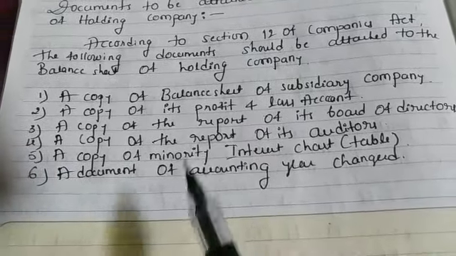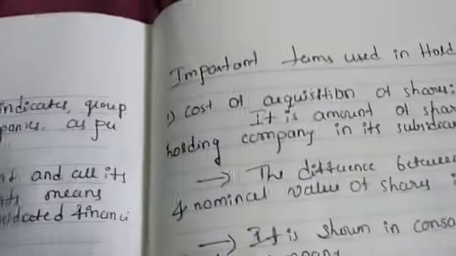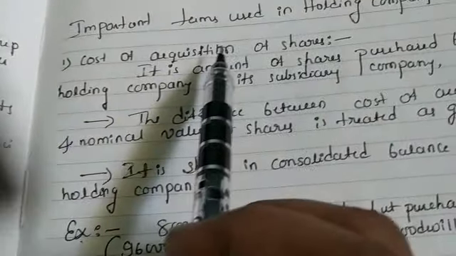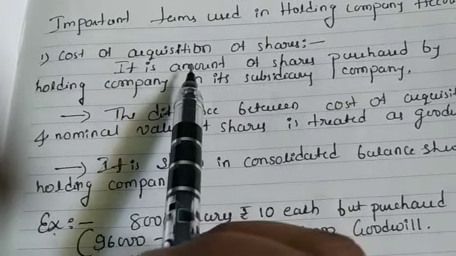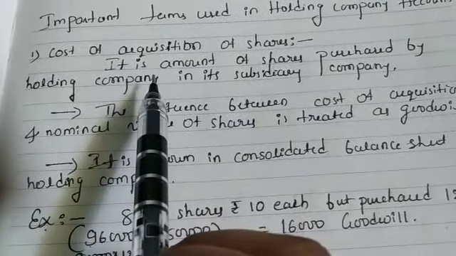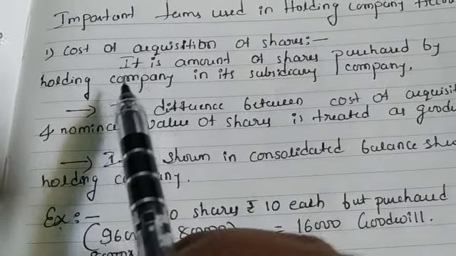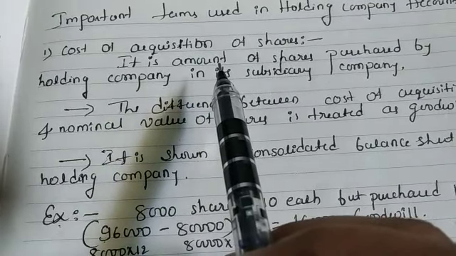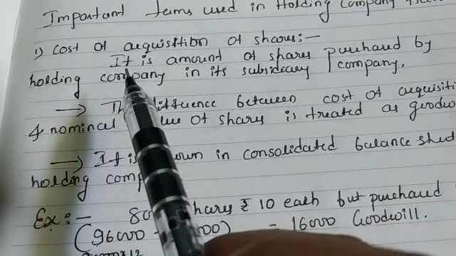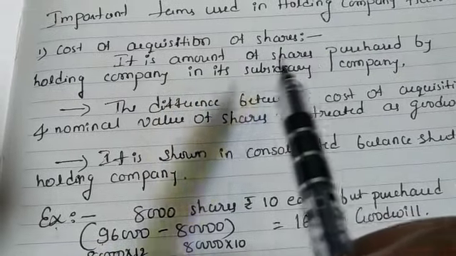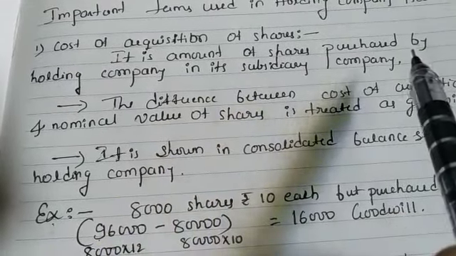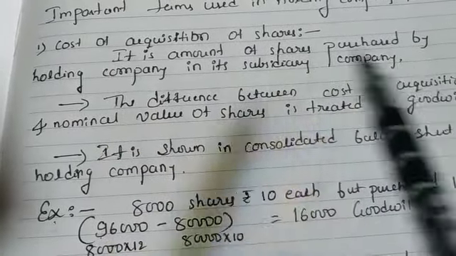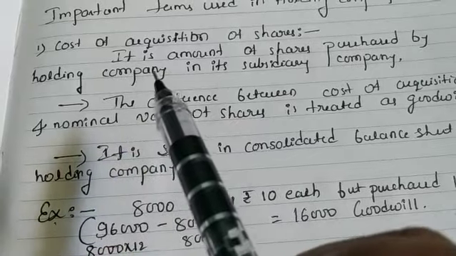Now, some of the major terms will be discussed further. Today I am going to discuss one important term with you, and the remaining I will discuss in the next class. First, the cost of acquisition of shares, which is one of the important terms used in the holding company. What does cost of acquisition of shares mean? It is the amount of shares purchased by the holding company in its subsidiary company. So the purchased amount is called the cost of acquisition.